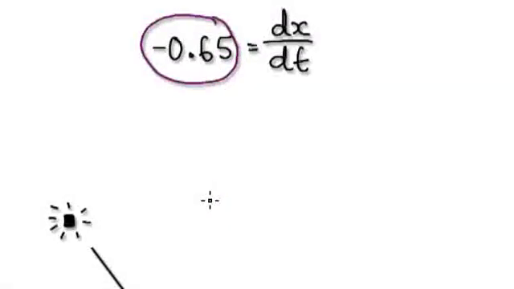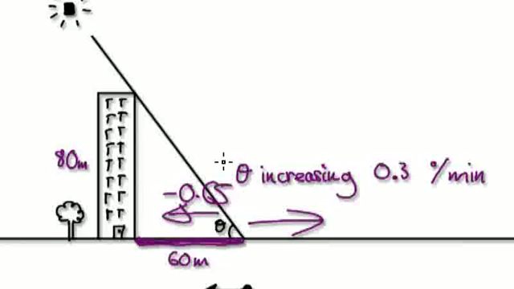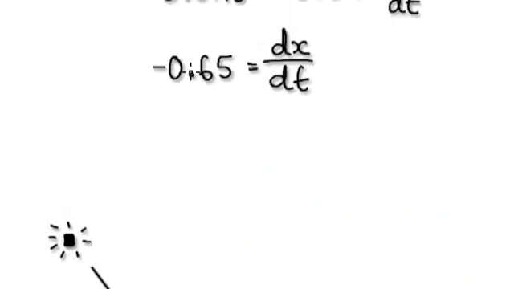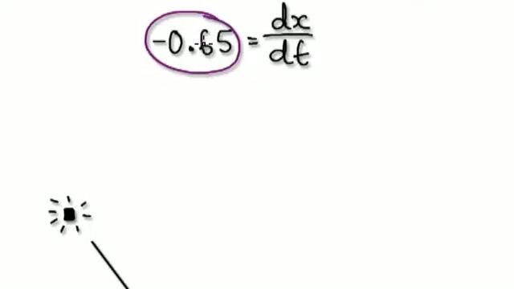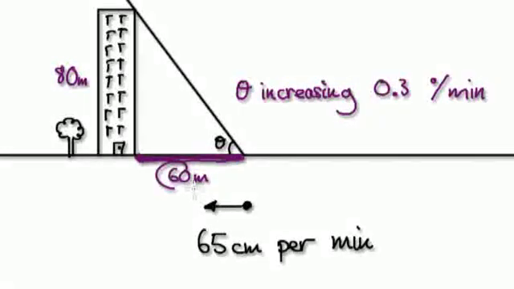Don't forget, this is a positive direction, and this is a negative direction, meaning the negative 0.65 here is because we are going to the left. If we were going to the right, then it would be positive. So this minus sign does actually make sense. So what it means is that at the precise moment in time when the shadow is 60 meters long, the speed of the shadow is actually 65 centimeters per minute.